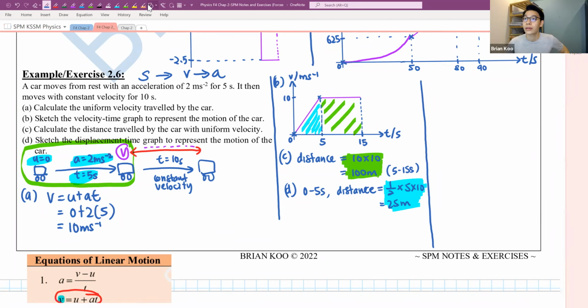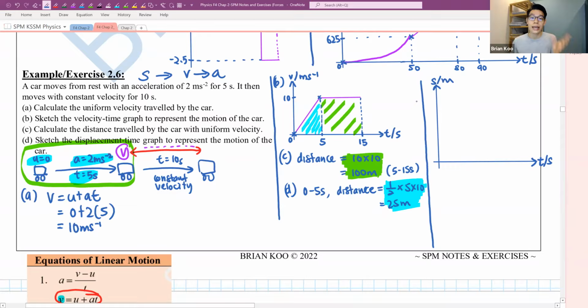So that means it never moves backward. That usually means there's no negative displacement. Okay, this graph won't be so complicated. There's only two parts. There's the blue part and there's the green part.